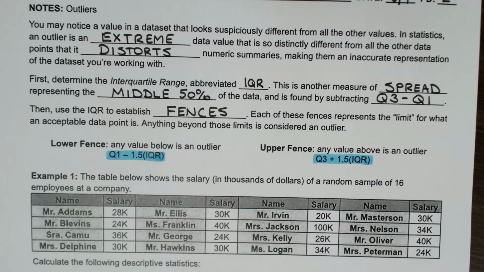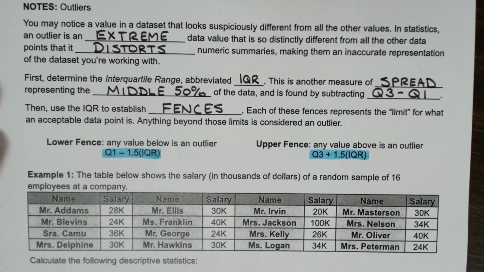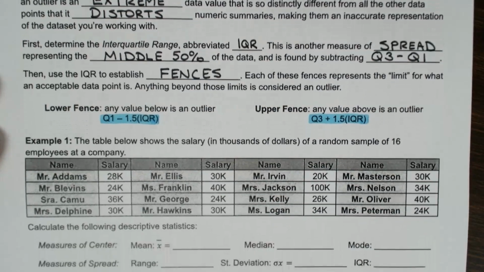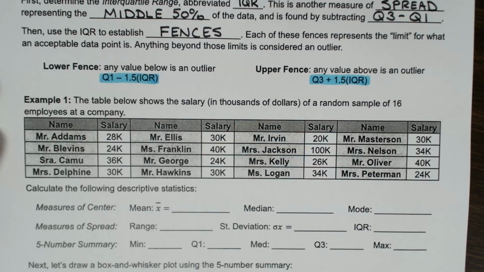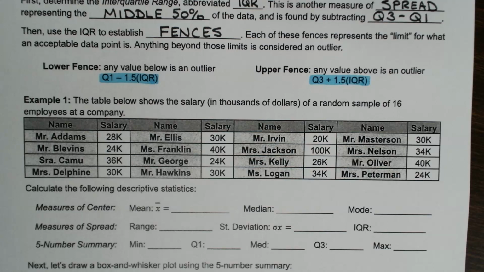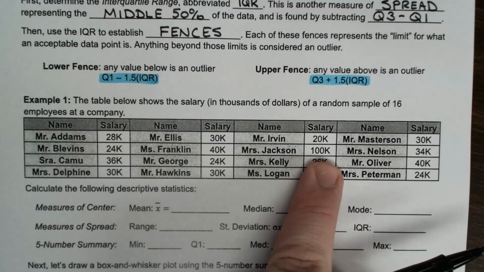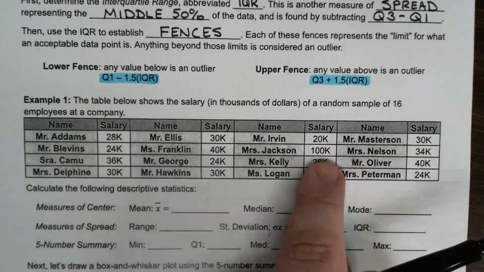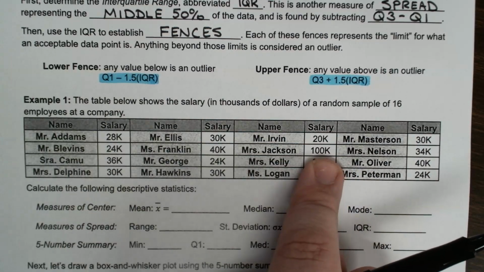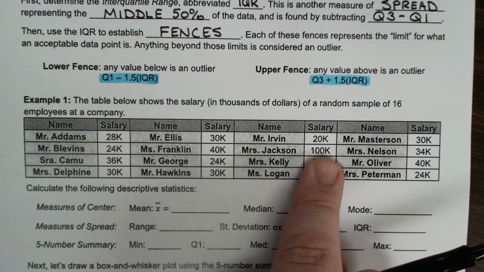So let's look at a set of data that's pretty cut and dry, there's probably an outlier here. The table below shows the salary in thousands of dollars of a random sample of 16 employees at a company. Do you notice anything weird about maybe one of those salaries? Yeah. So a lot of these people are making somewhere in the 20s and 30s, and then there's just Miss Jackson who's making $100,000. That feels a little out of place considering all the other numbers around it. So what we're going to do is see if that's an outlier, and a really important piece for today is to see how the outlier affects this data.